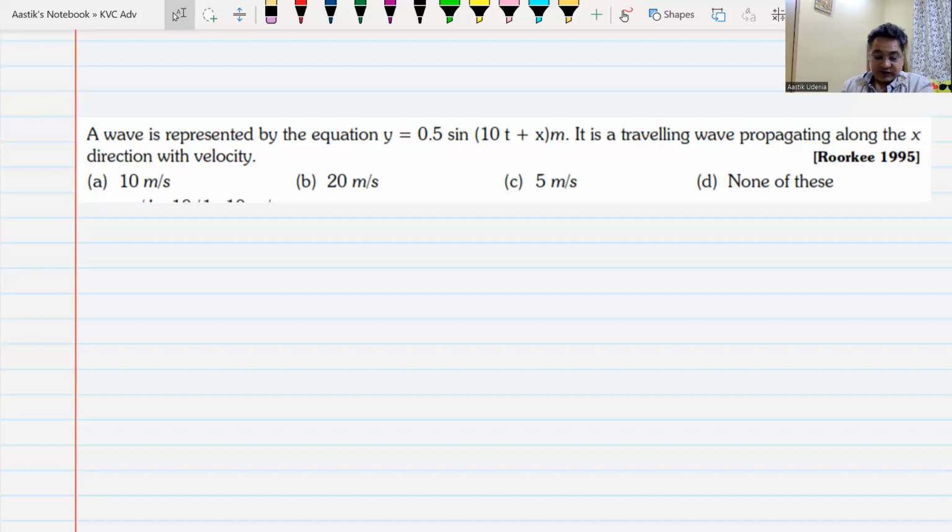What is the velocity of this one? Do we understand this now? Yes. You don't have to do anything. You just have to look at what is happening and how it is happening. Now comes this one.